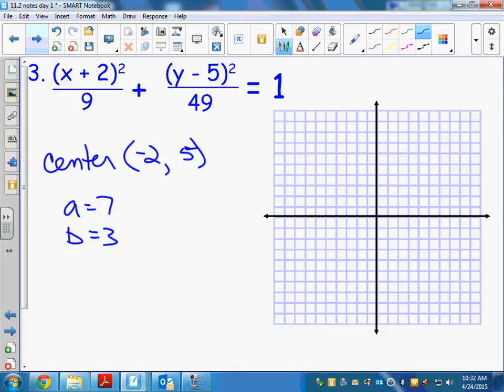But if they ask you to find the vertices or the foci, that's where you're going to use those formulas. But instead of starting at 0, 0, we're going to start at -2, 5. And now remember that my major axis is going vertically now, which means this is going to go off my graph, right? 1, 2, 3, 4, 5, 6, 7. Because I'm going to go 7 up and 7 down. And I'm going to only go 3 to the right and 3 to the left. And that's going to look like a pointy football. Does that make sense?